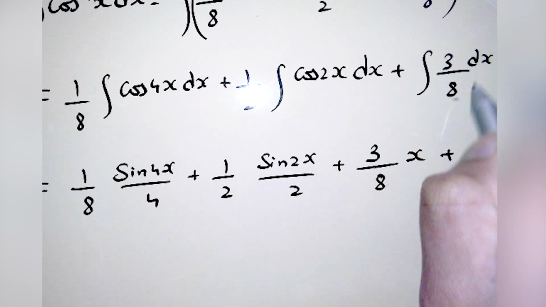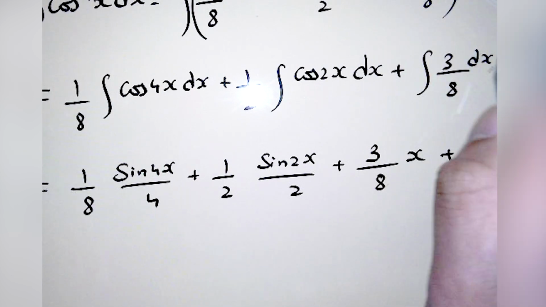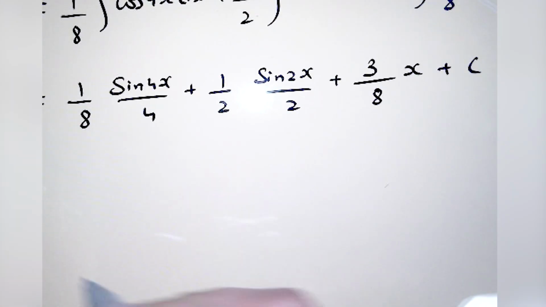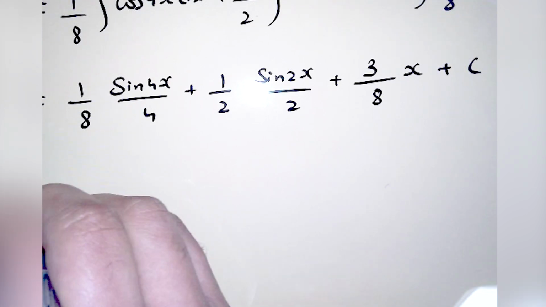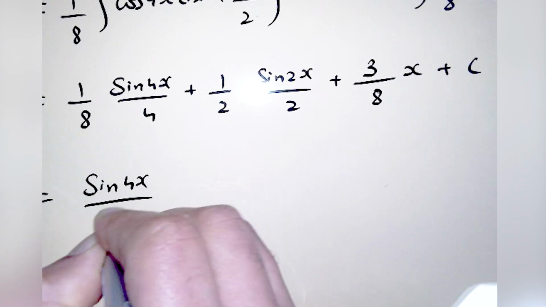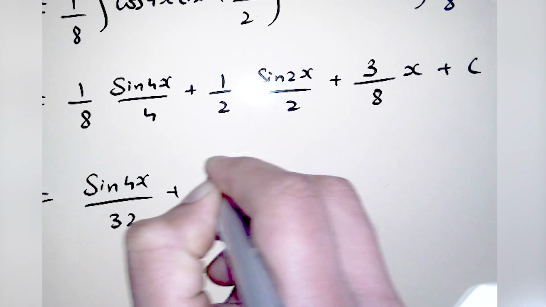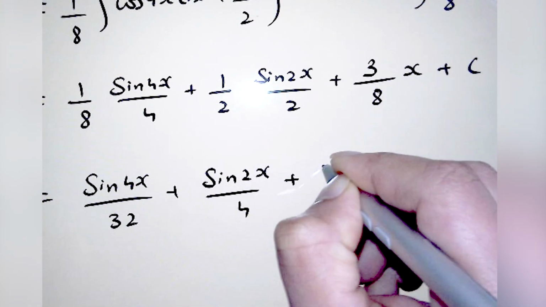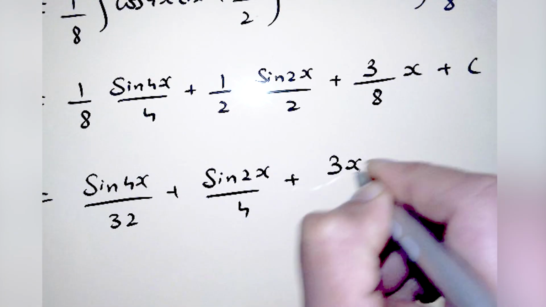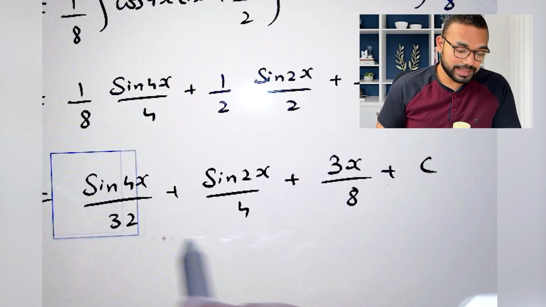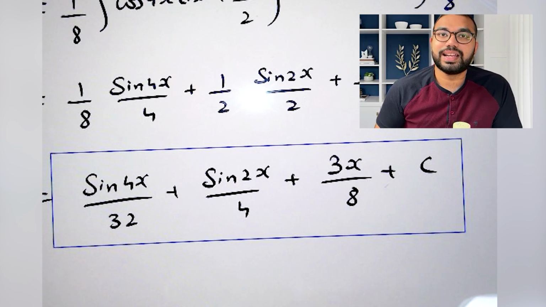Because 3 by 8 is just a constant, 3 by 8 integral dx is going to be x. So we can simplify this further a little. So sine 4x by 32 plus sine 2x by 4 plus 3x by 8 plus integration constant c. So this is our final answer for integral of cos power 4x dx.